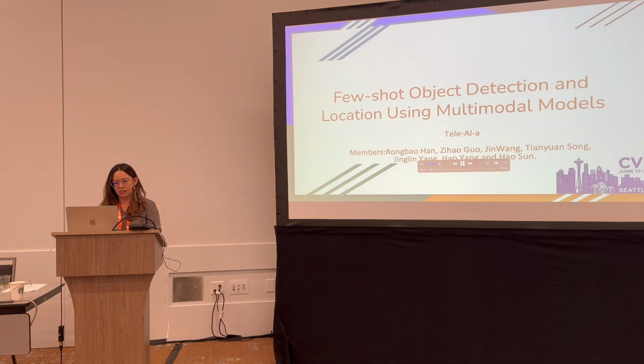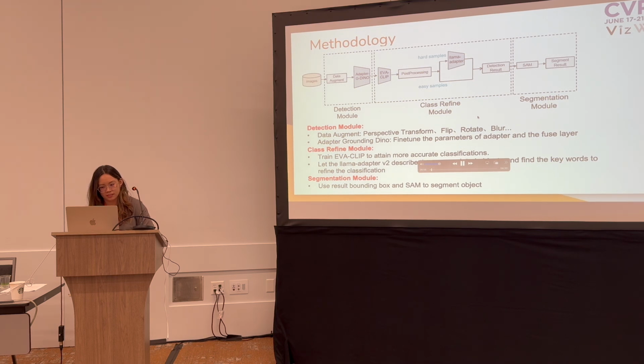We are working on few-shot object detection and localization tasks. Below, we introduce the methods we use. Overall framework. For each category, we use only one sample. First, we augment the images and then train the Grounding DINO model for object detection.